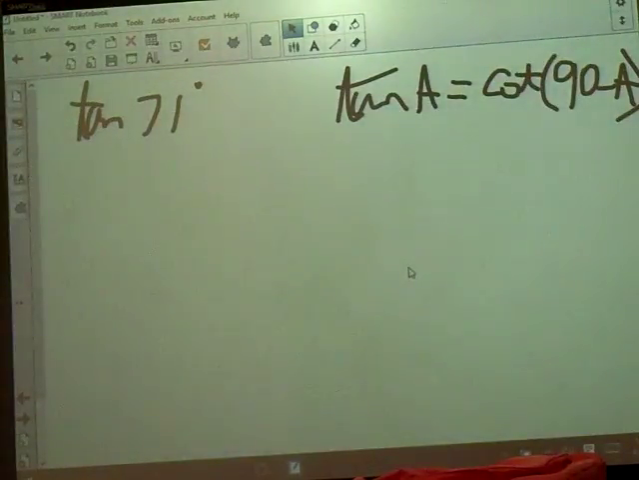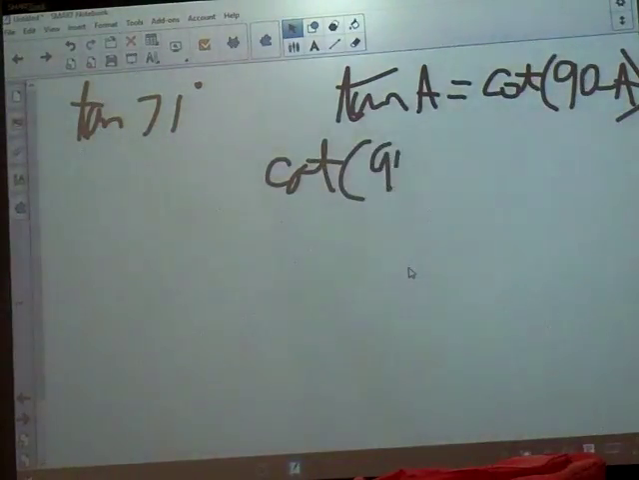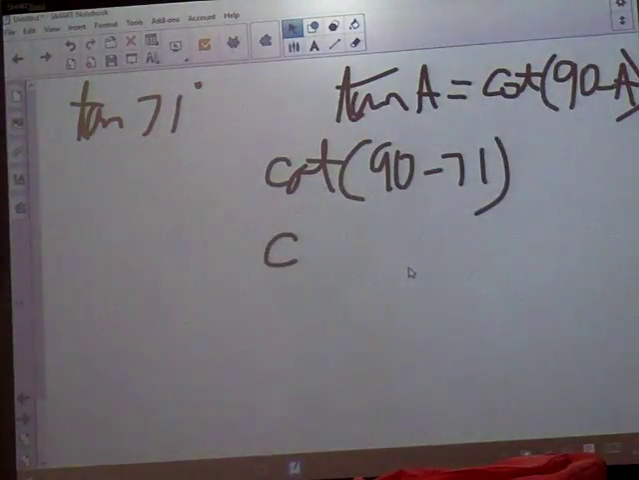Got it? Okay, so we plug our 71 in. So cotangent of 90 minus 71, and we get cotangent of 19 degrees.